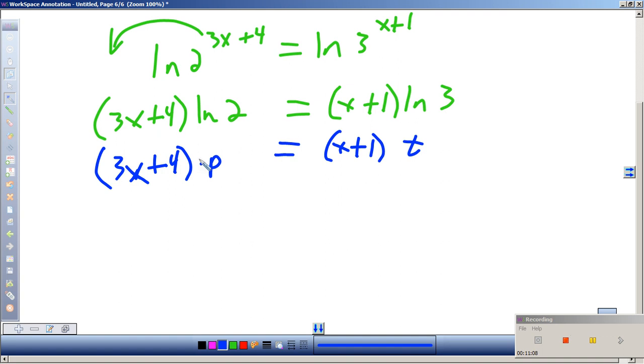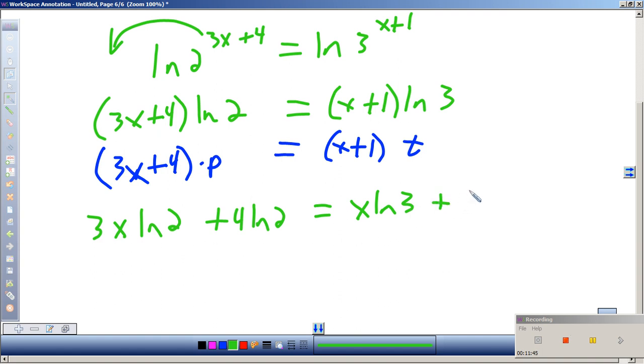We could divide, although it's not going to be very helpful. I'm going to distribute. So should I do this one or this one? The 3 one. Okay, they're going to be treated the exact same way. So 3x ln2 plus 4 ln2 equals x ln3 plus ln3.